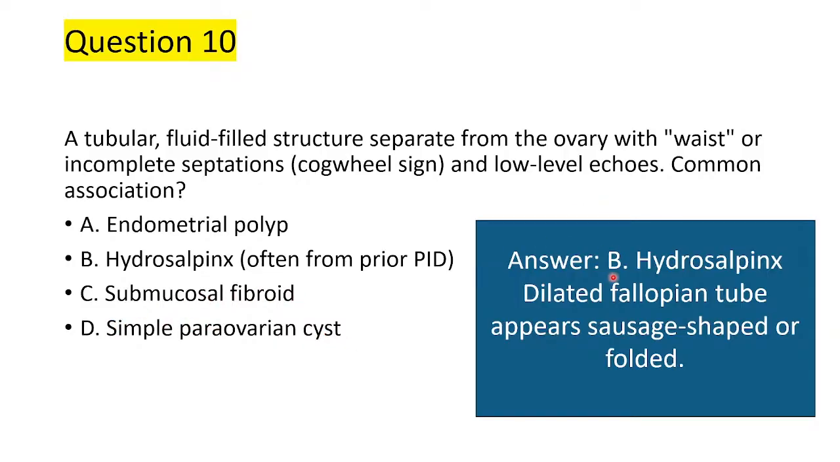So our answer is B, which is the hydrosalpinx. A dilated fallopian tube appears sausage-shaped or folded.